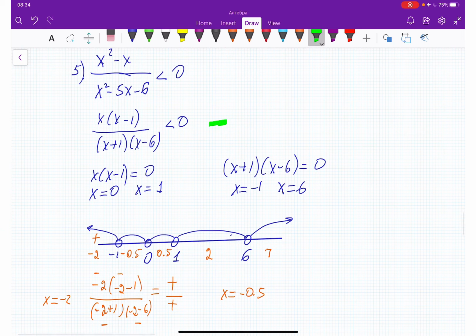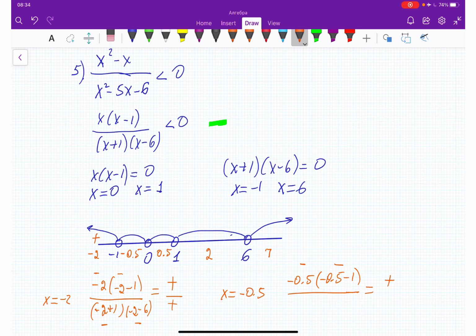So -0.5. You can plug to original one also. So what do we get? -0.5 times -0.5 and -1. So this is negative, this is negative. Result is going to be here positive.